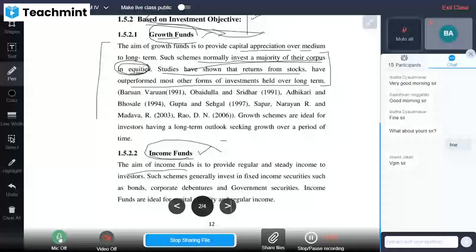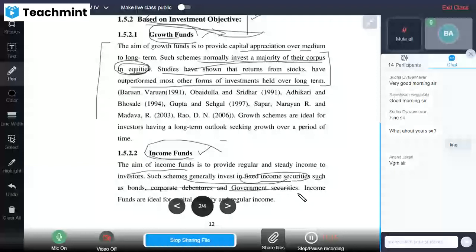They can get a better return over there. Such schemes generally invest in fixed income maturity instruments. As I said, in such kind of schemes, the investors are going to invest in income funds such as bonds, corporate debentures, government securities, whatever. Income funds are ideal for capital stability and regular income.